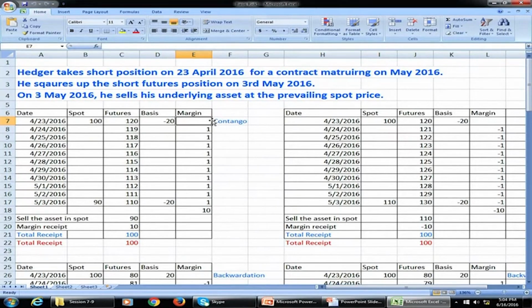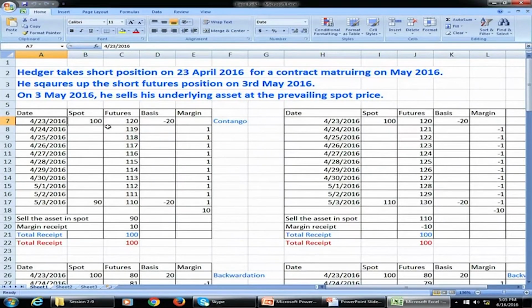Now let's say on the spot date, that is 23rd April 2016, the spot price is 100 rupees and the futures price is 120 rupees. Going by our definition of basis, spot price minus futures price, you have a negative basis because it's a contango market. So 100 minus 120 gives a basis of minus 20 rupees.